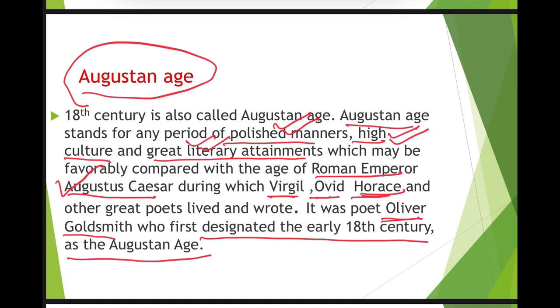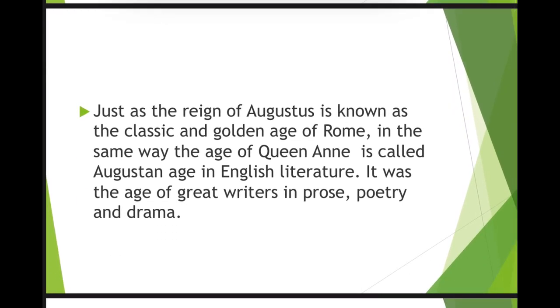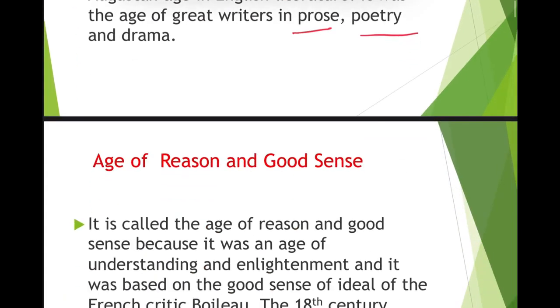So this age is called Augustan age because many great writers wrote during this period. The meaning of Augustan age is, just as reign of Augustus is known as the classic and golden age of Rome, in the same way, age of Queen Anne, 18th century, is called Augustan age in English literature because it was also as productive, as fruitful as the age of Augustus Caesar. During the reign of Queen Anne, we have abundant production of prose, poetry, and drama.